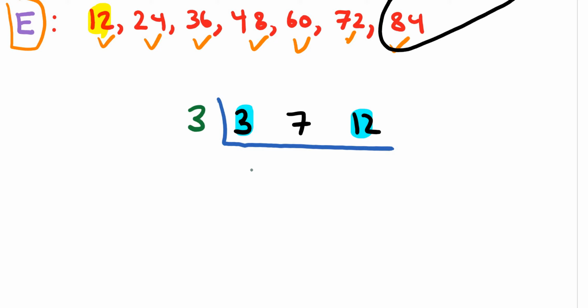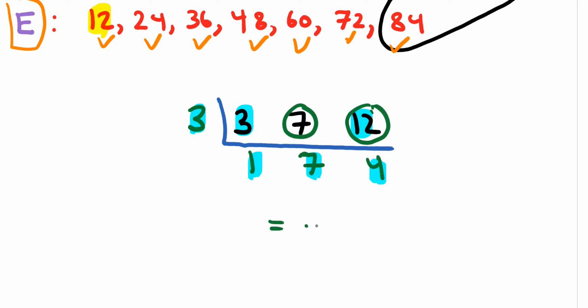So 3 divided by 3 is going to be 1. 7 is not divisible by 3, so I can bring that down as a 7. And 12 divided by 3 is going to be 4. Okay, and what we can do next is if I multiply 3 times 1 times 7 times 4, that also gives you the 84. All right, so that's a faster way to solve that particular problem, as long as you recognize that it's a least common multiple problem.